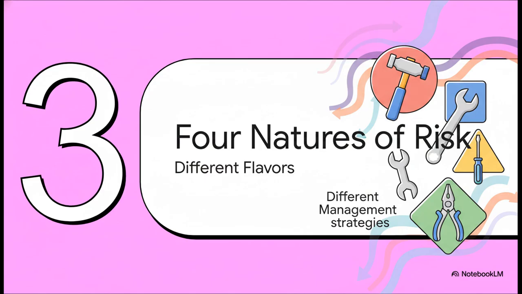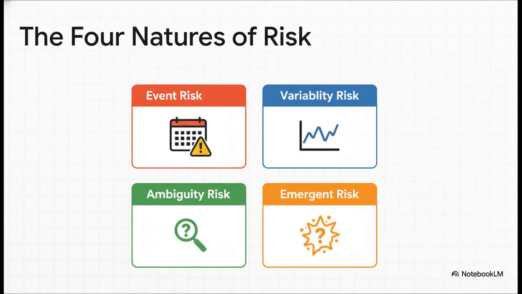Now you might be thinking, okay, probability times impact, got it. But it's a little more nuanced than that. It turns out that risks come in different flavors, different natures. And recognizing the nature of the risk is crucial because you can't manage every type of risk with the same tool. Broadly speaking, we can sort all project risks into these 4 buckets. You've got event risk, variability risk, ambiguity risk, and then the really tricky one, emergent risk.